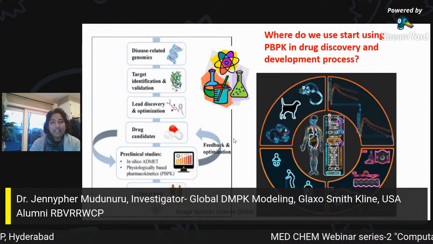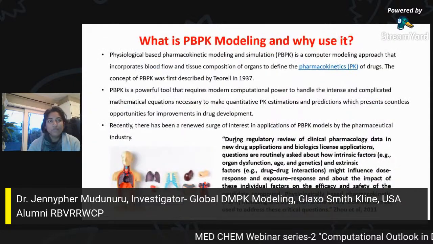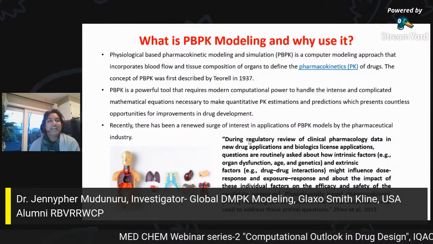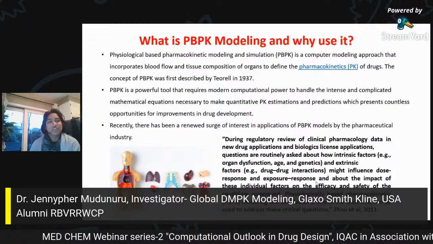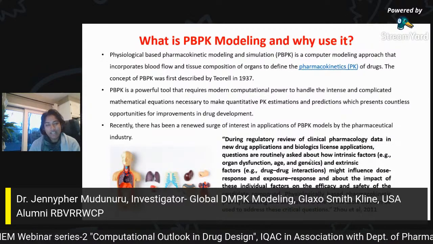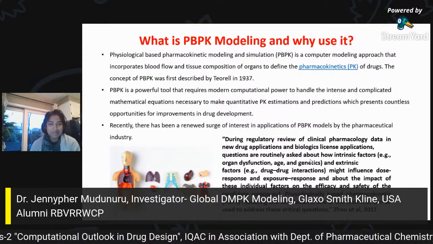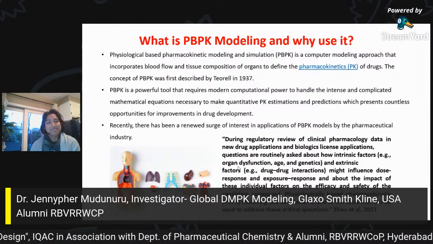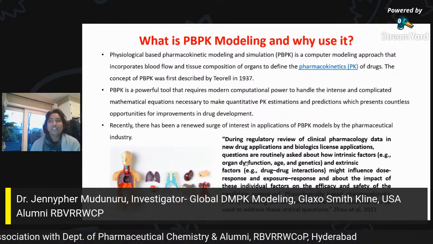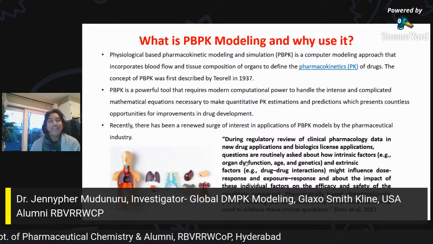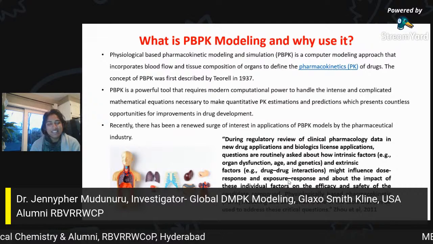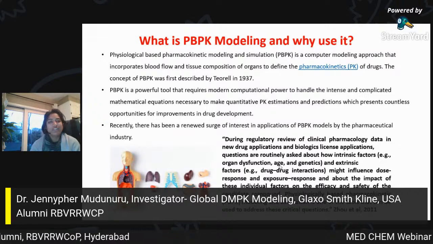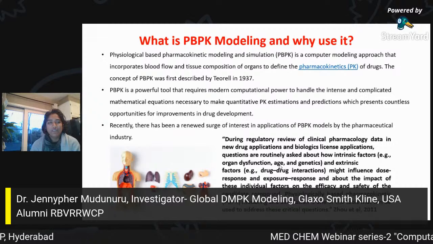So with that background, if you move to the next slide, I just wanted to touch on what PBPK modeling is, if you have not heard of it before. It's okay, I didn't hear about it until I was in my PhD. It's a very focused and very fast evolving science. So I just wanted to touch on what it means and why use it.